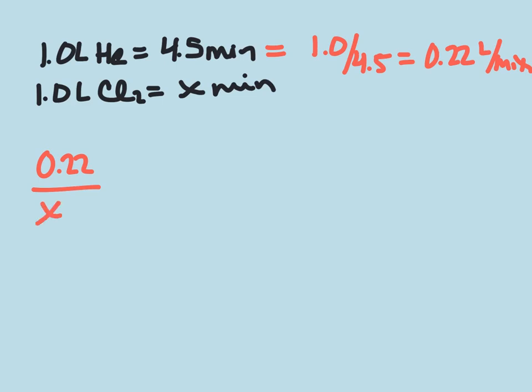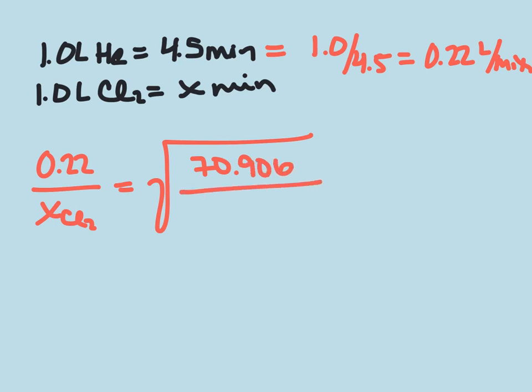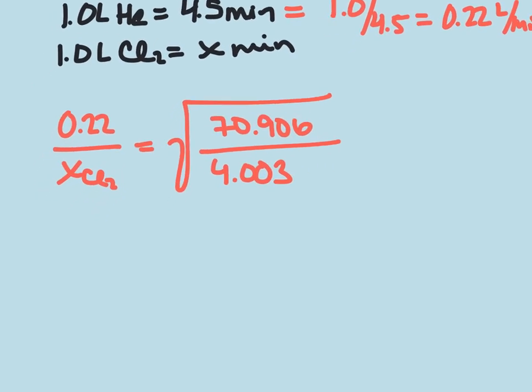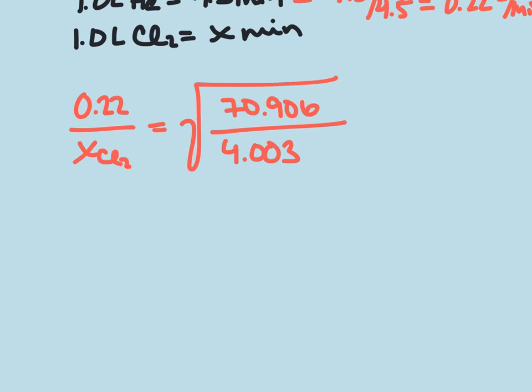We don't know what our rate for chlorine is going to be, but it's going to equal the square root of the ratio of the molar masses of both. And so we're going to put the molar mass of chlorine on top, which is going to be 70.906, because it's 2 times the molar mass of chlorine, which is 35.453. And then divide that by the molar mass of helium, which is 4.003. We can just do the math here, and we'll get that 0.22 divided by our rate of effusion for Cl2 equals 4.21.